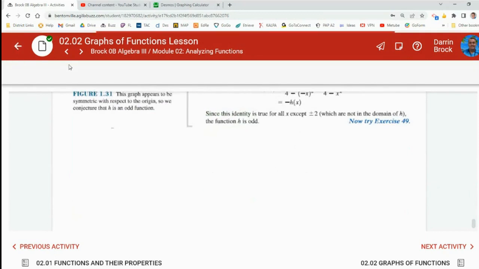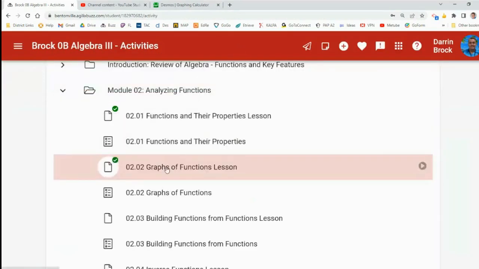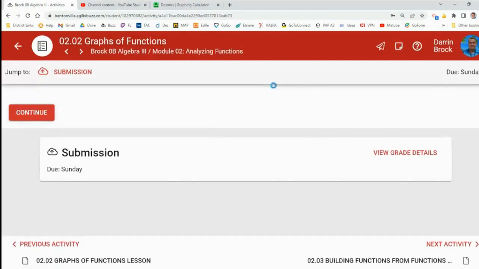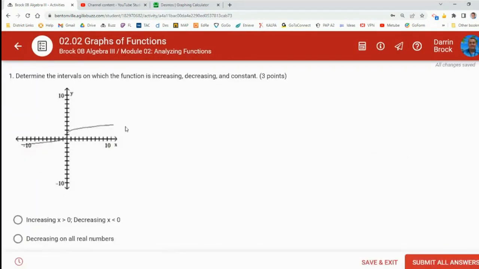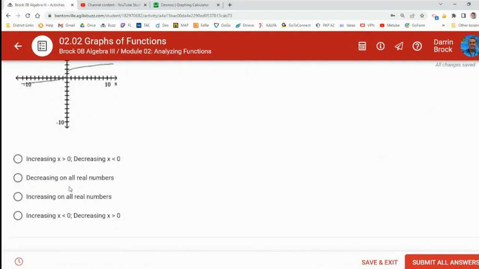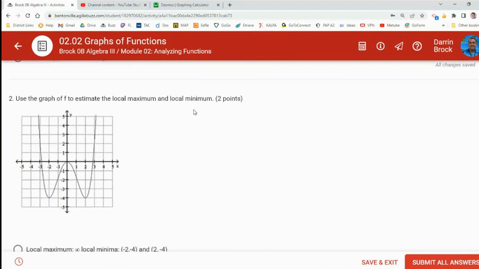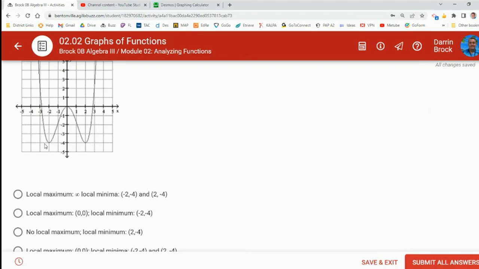So, all right, let's look at the assignment that goes with 2.02, and then we'll let you guys out of here. Determine the intervals when it's increasing, decreasing, or constant. Look at that graph. Is it ever decreasing? Is it ever constant? Or is it always increasing? And these give you choices. Use the graph of f, this is the graph, to estimate the local maximum, local minimum. You've got to estimate where the local maximum and local minimums are.